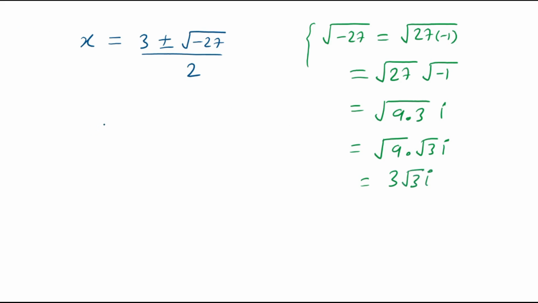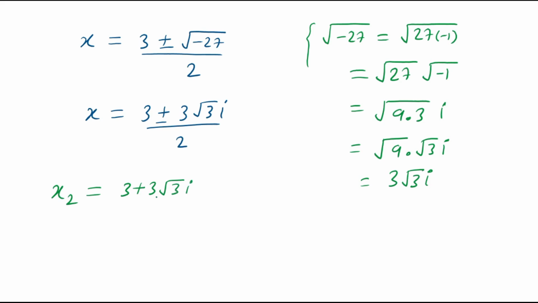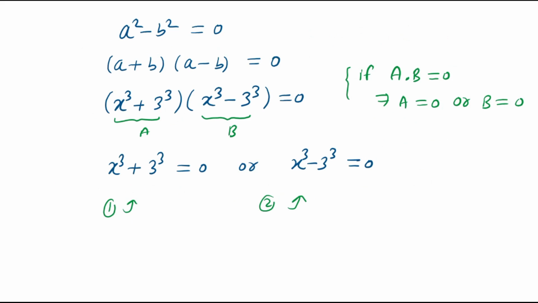So here x is equal to 3 plus minus the square root of minus 27, which is the same as 3 times square root of 3 iota, divided by 2. So the second solution x2 is equal to 3 plus 3 times square root of 3 iota divided by 2, and the third solution x3 is equal to 3 minus 3 times square root of 3 iota divided by 2. Now solve case second, and case second is x cube minus 3 cube is equal to 0.